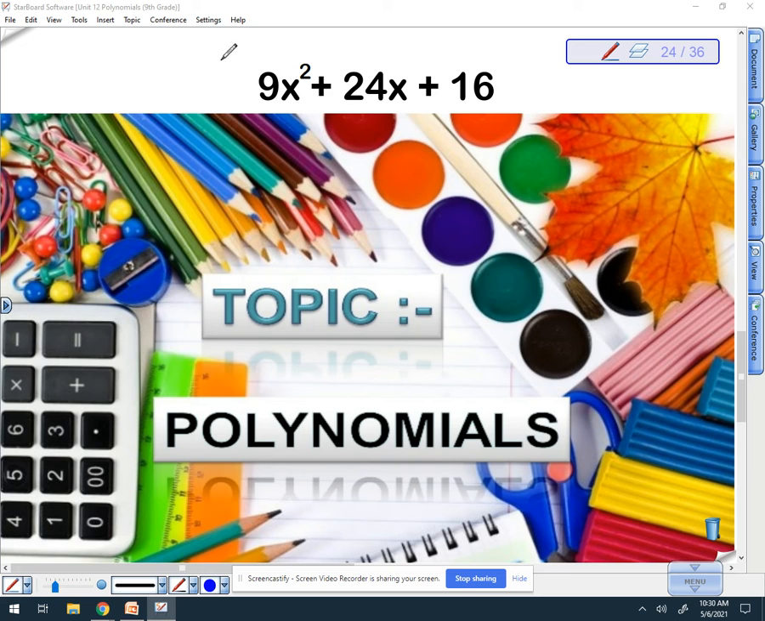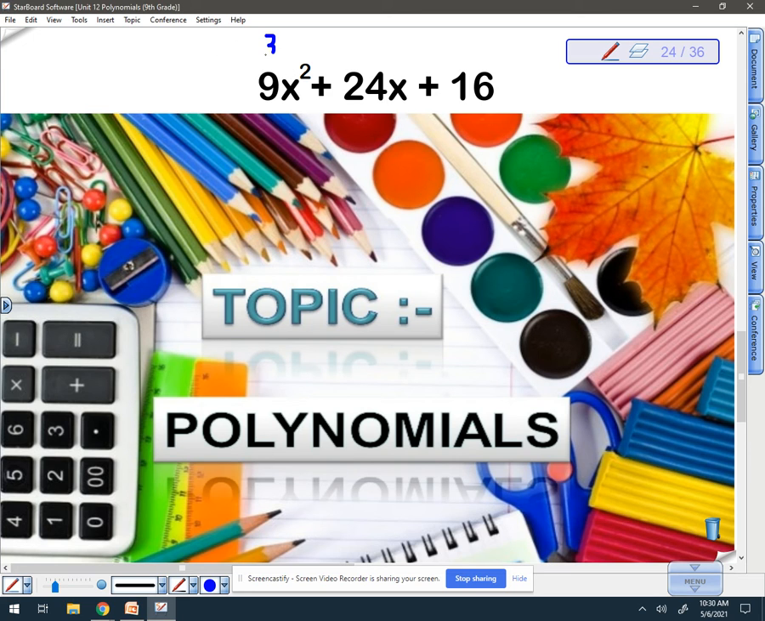So check it. Square root of 9 is 3. Square root of 16 is 4. So 3 times 4 is 12, and 12 times 2 is 24. So it works. So now we look at it and we go, okay, what's the square root of 9x squared? 3x. It's a plus, so we put a plus. Square root of 16 is 4. And we're done. That's it.